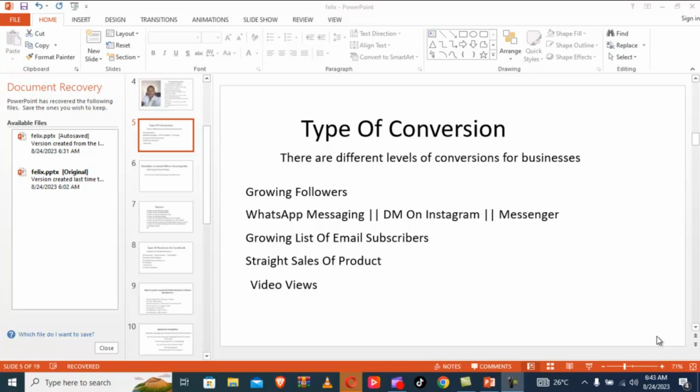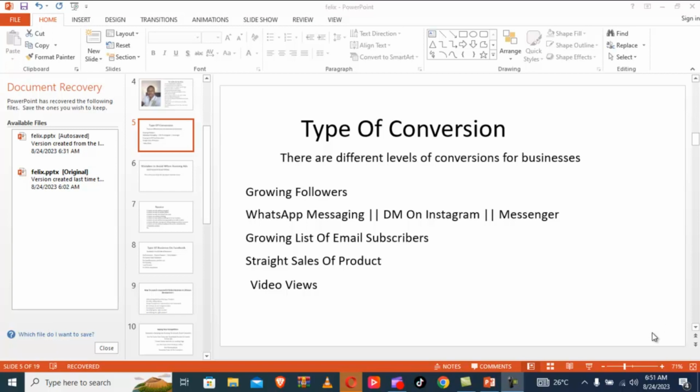Then also people who are into physical products, selling physical goods, e-commerce businesses, all they are interested in is making sales. While some other businesses like affiliate marketing are interested in generating leads and selling to their leads later on. Some other businesses are okay with just WhatsApp messaging, or maybe people chatting them up on direct message or Messenger. And some other businesses are interested in growing followers, maybe if someone is a celebrity or an influencer, what the person will probably be looking for will be growing his or her followers.